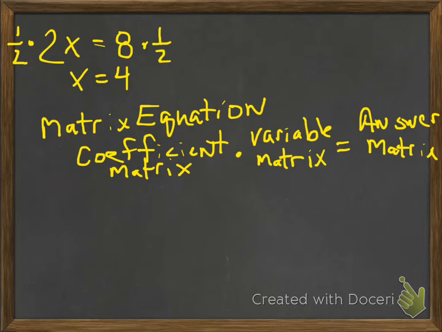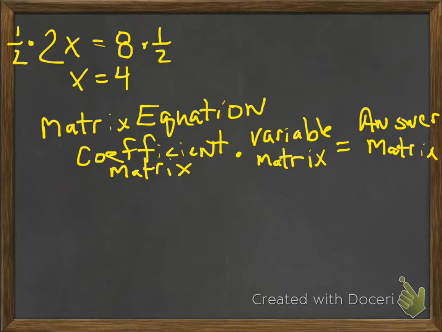What you're going to do with matrices is something similar. You can't really divide by a matrix, but you can multiply by its inverse. And so that is what you really need in the notes here. We'll create what is called a matrix equation. You're going to create a coefficient matrix times a variable matrix that will equal an answer matrix.